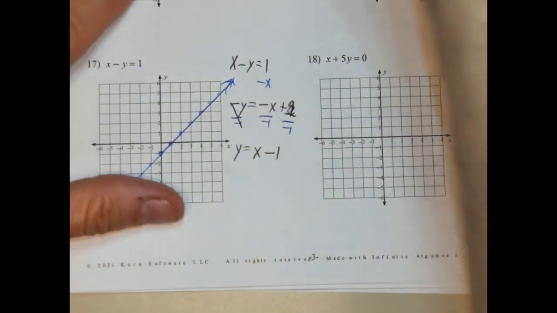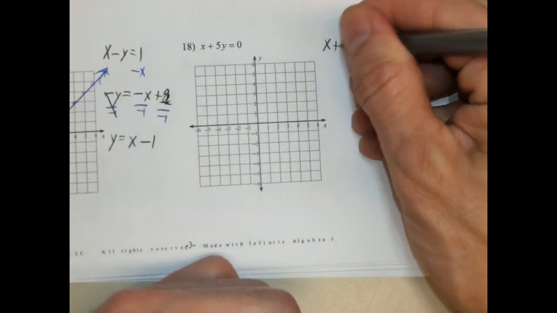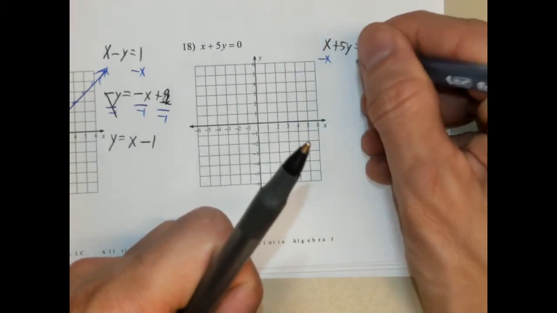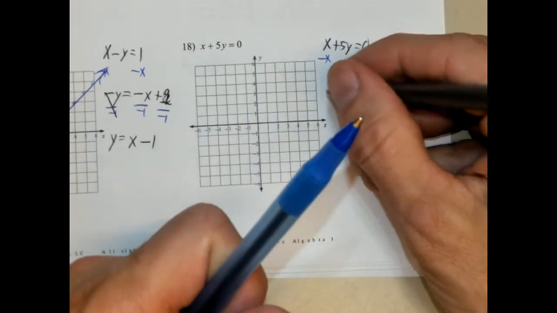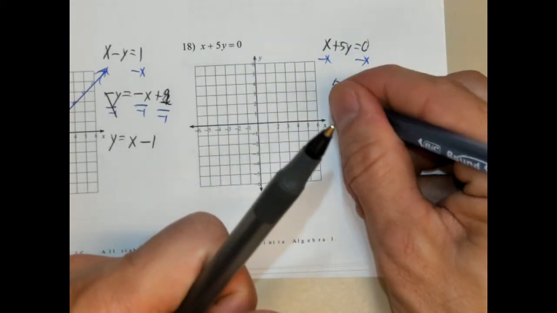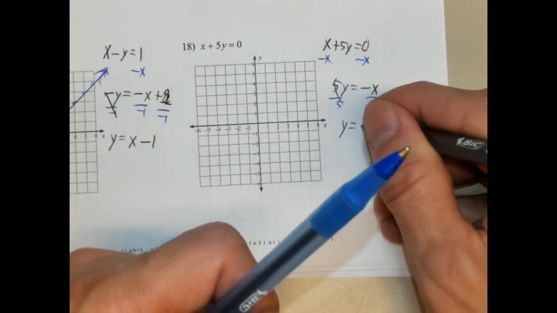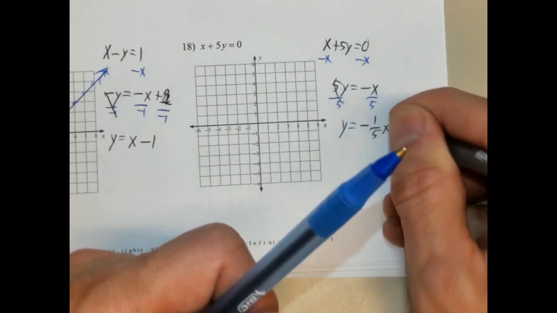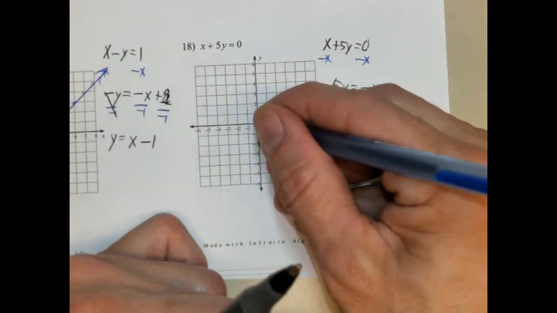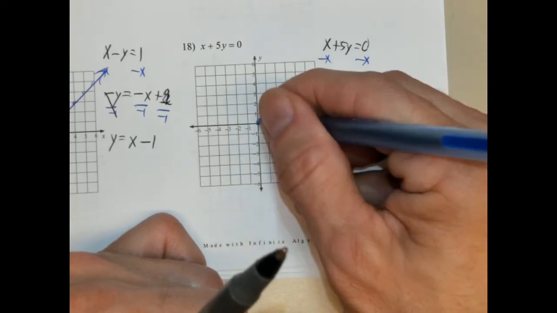Okay, last one. We have x plus 5y equals 0. We're going to solve for y, so we're going to subtract x from both sides. So 5y equals negative x. Then we're going to divide both sides by 5. So y will be equal to negative 1/5 x. And there's no y-intercept. Well, there's a y-intercept of 0. There's a 0 there. Trust me. So our y-intercept is 0. So negative 1/5. So down 1, right 5. Or up 1, left 5.